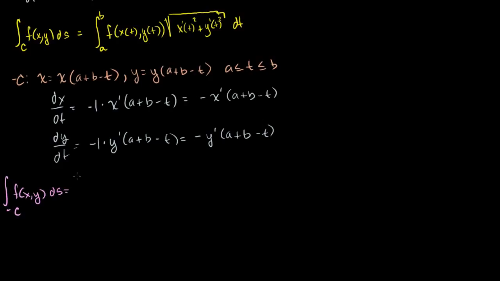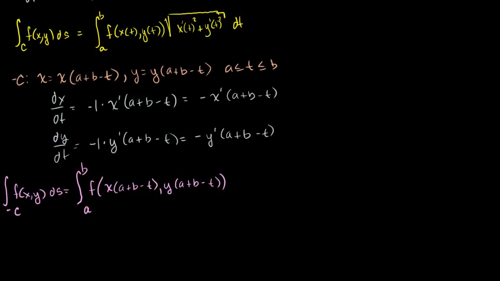Well, it's going to be the integral, you could almost pattern match it, from t is equal to a to t is equal to b, of f of x, but now x is no longer x of t. x now equals x of a plus b minus t. It's a little bit hairy, but I don't think anything here is groundbreaking. Hopefully it's not too confusing. And once again, y is no longer y of t. y is y of a plus b minus t.